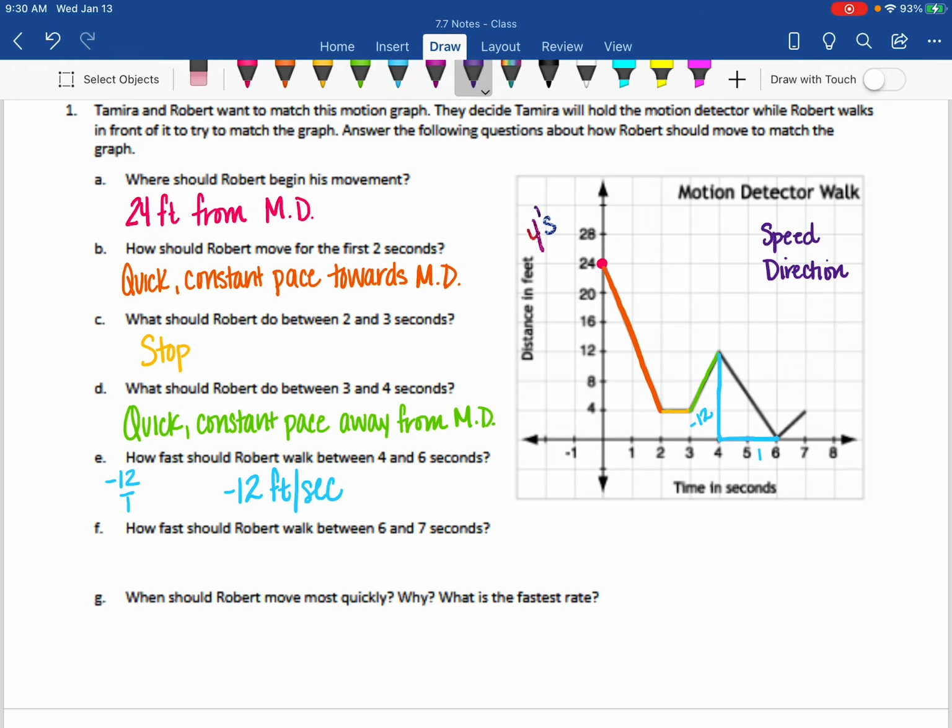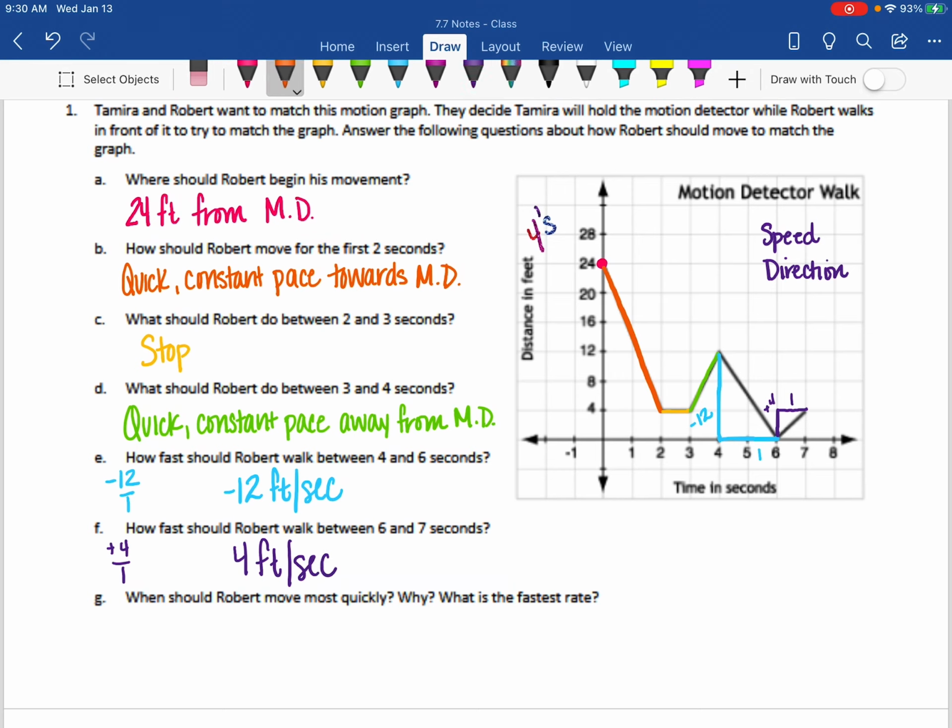How fast should Robert walk between 6 and 7 seconds? So I'm going to draw my slope triangle in again. Oh, that's not the right way. Yep. Keeping in mind that each block is 4, so I'm rising 4, running 1. So my rate is 4 feet per second.